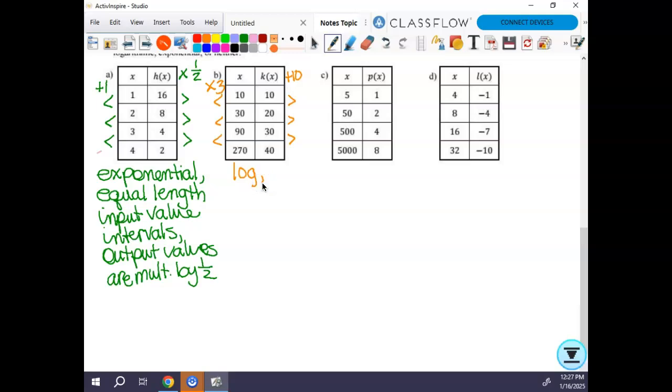So then I would say that my input values are multiplied by 3. Okay. And then I have equal length output value intervals.